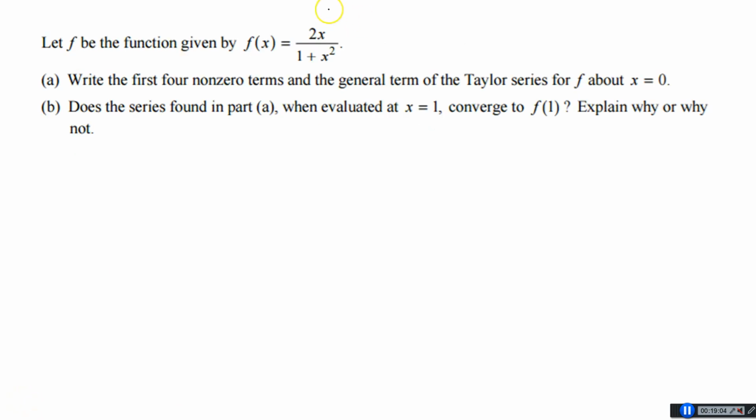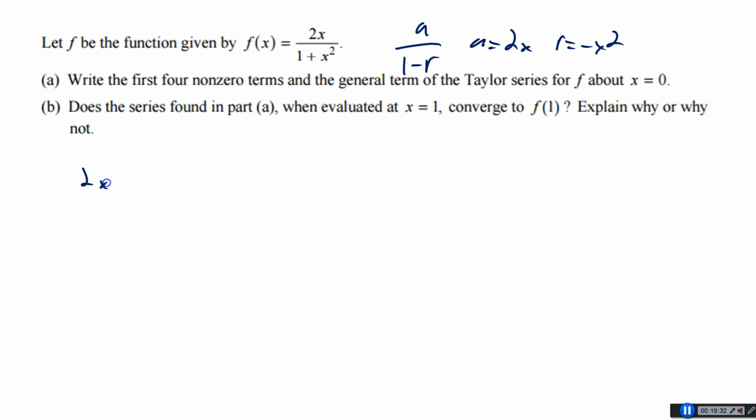All right. 2x over 1 plus x squared. Your spidey sense for a geometric series should be buzzing, right? This is a over 1 minus r. If you did this problem already and you did it with a bunch of derivatives, you did way more work than you had to do, right? So they want the first 4 non-zero terms and general term for the Taylor series for f about x equals 0. You could start doing derivatives, but you're going to be in quotient rule for a long time. Don't want to do that, right? A is 2x. R is negative x squared.